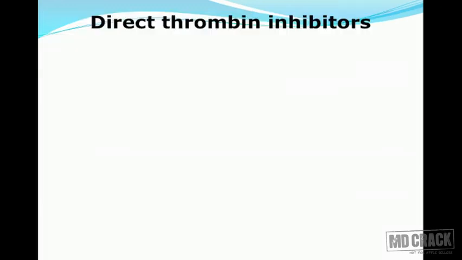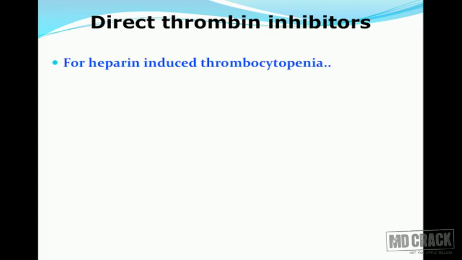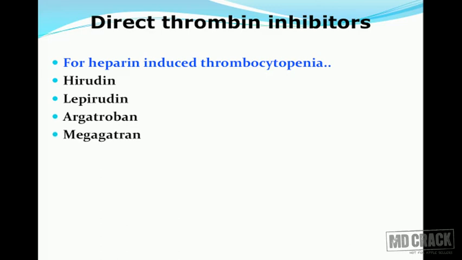Next we do a small slide on direct thrombin inhibitors. Who are the substances which can directly inhibit thrombin? And these will be useful for heparin-induced thrombocytopenia. One is hirudin, second one is lepirudin, and you have argatroban, melagatran, and ximelagatran. I just mentioned lepirudin, if you remember, in the last session. So direct thrombin inhibitors are useful for heparin-induced thrombocytopenia. So that's about the anticoagulants: heparin, warfarin, and the thrombin inhibitors.